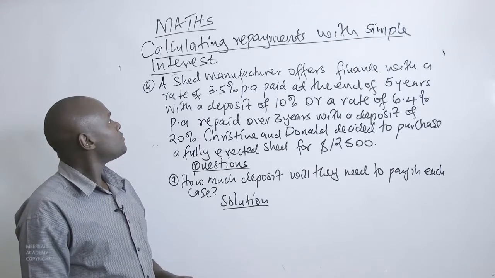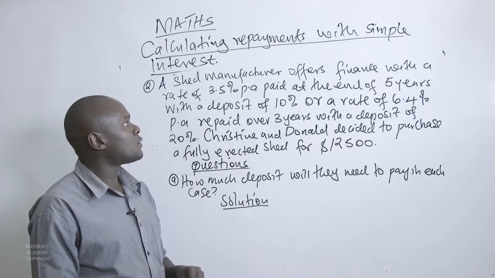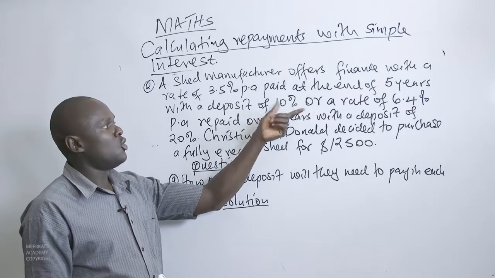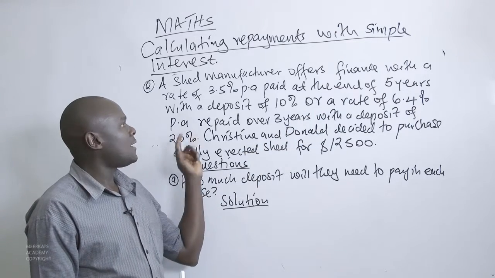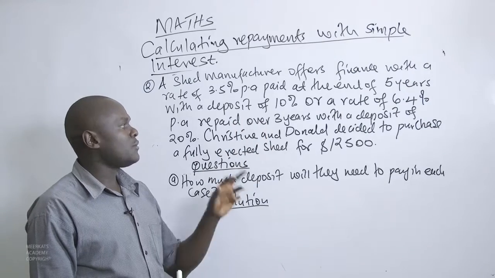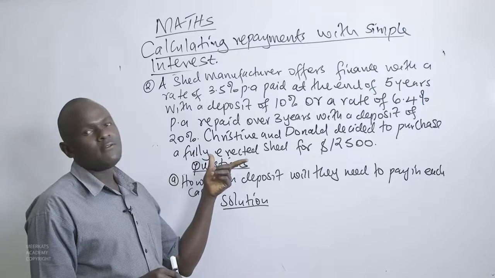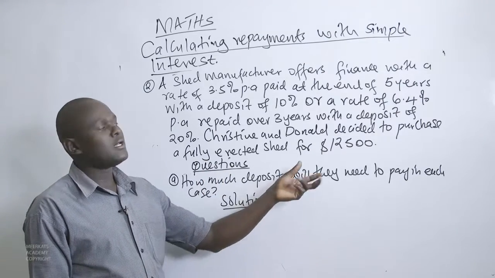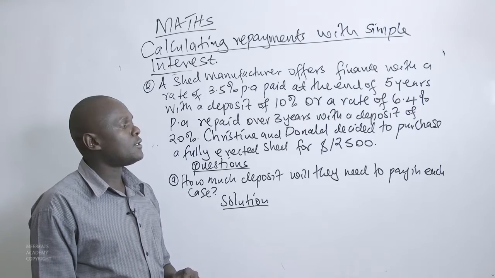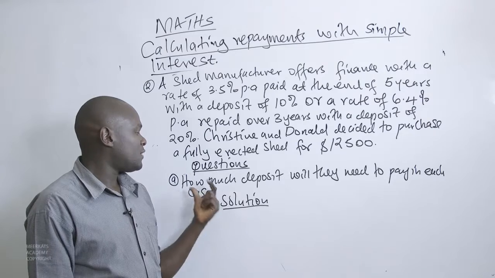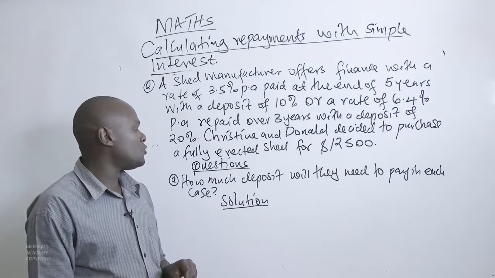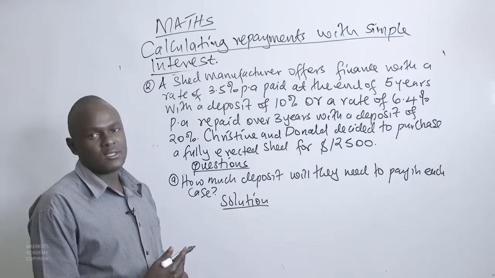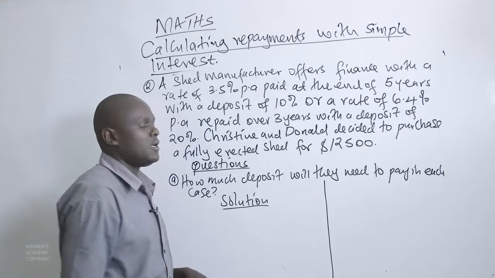So we can go through the question once more: a shed manufacturer offers finance with a rate of 3.5% per annum paid at the end of 5 years with a deposit of 10%. That is the first case. Or a rate of 6.4% per annum repaid over 3 years with a deposit of 20%. That is the second case. We have these two, Christine and Donald, who decided to purchase a fully erected shed that has a price tag of $12,500. The first part of the question is, how much deposit will they need to pay in each case? We want to know the deposits that should be made in both cases.